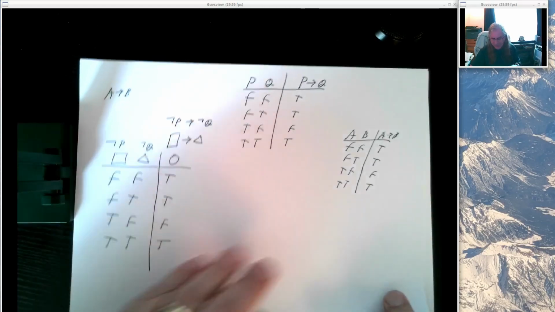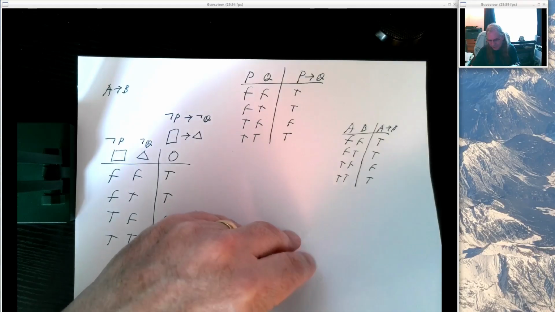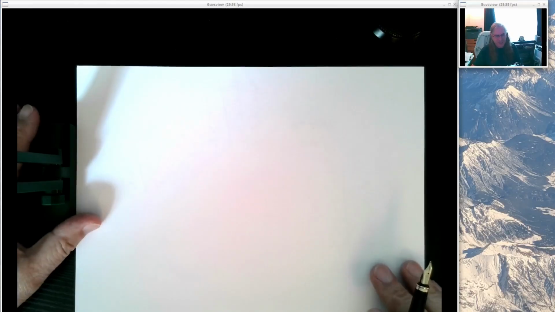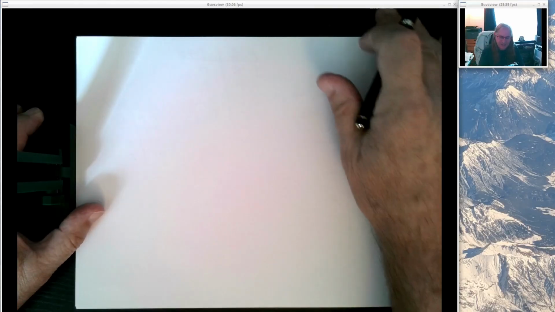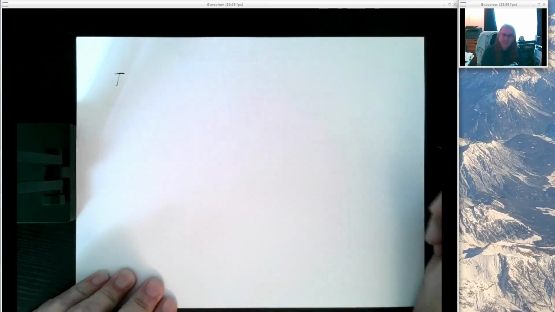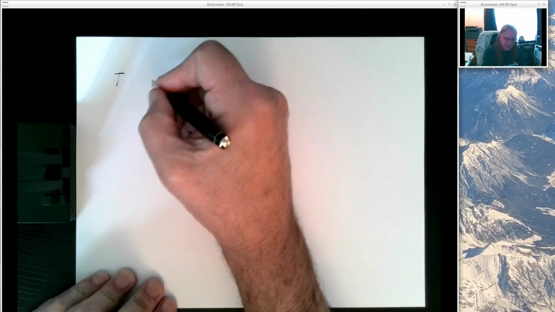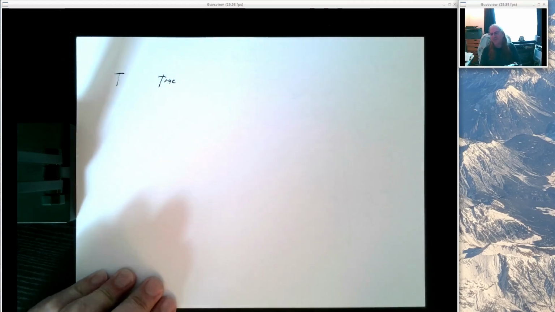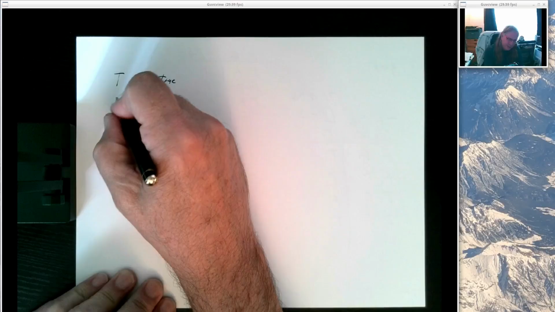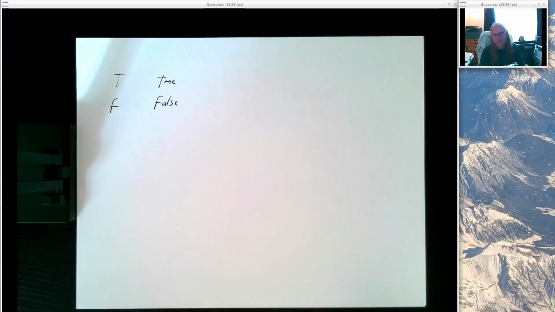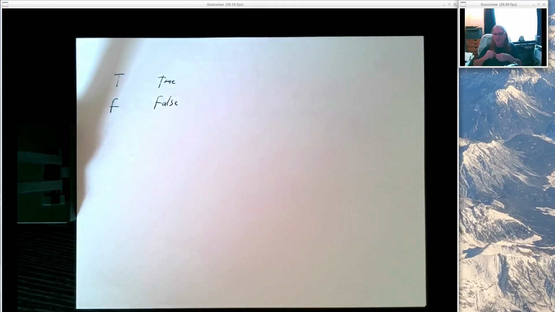Alright, and we have a few particular propositions that we always kind of keep around in our bag of tricks. There's a proposition called T, and T is the proposition true. It's just a proposition that's always true. And false, F, is the proposition false. It's a proposition that is never true.